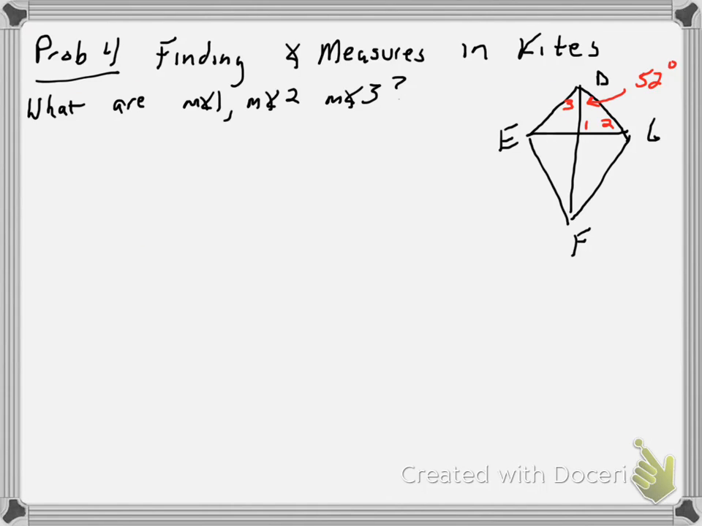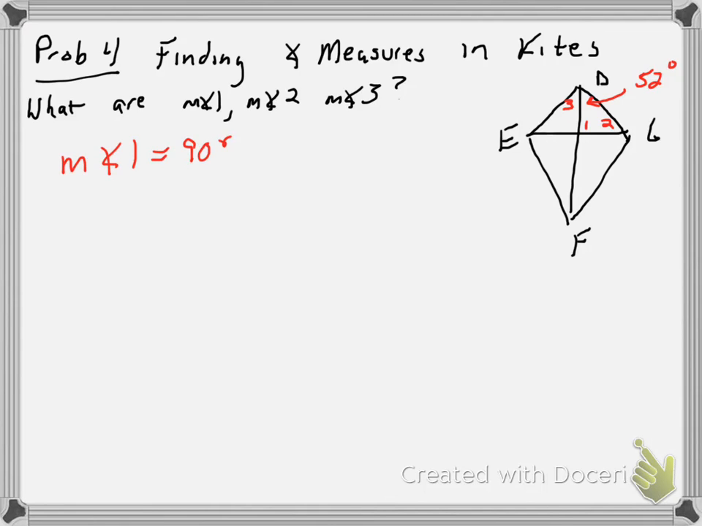So in problem 4, they talk about finding angle measures in kites, and they want to know what angles 1, 2, 3 are. So again, let's take a look here. We know that the measurement of angle 1 is going to be 90 degrees. Why? Because we just talked about perpendicular diagonals. So the measurement of angle 1 is 90 degrees.